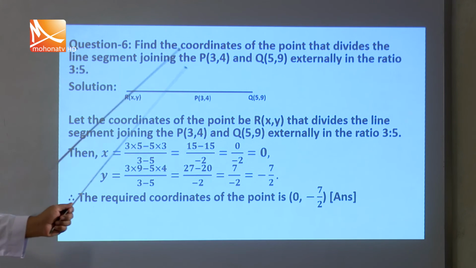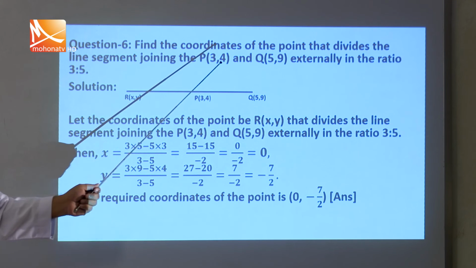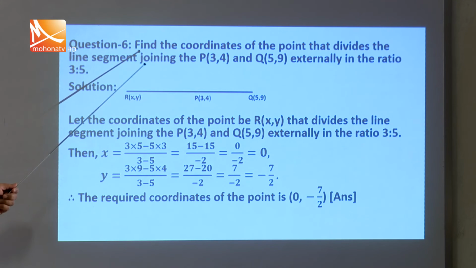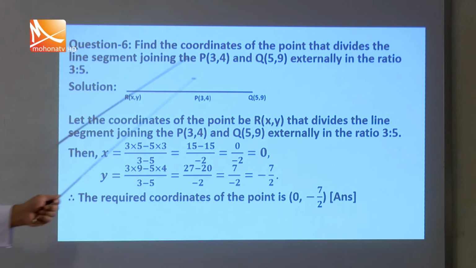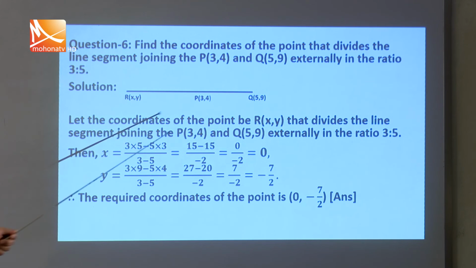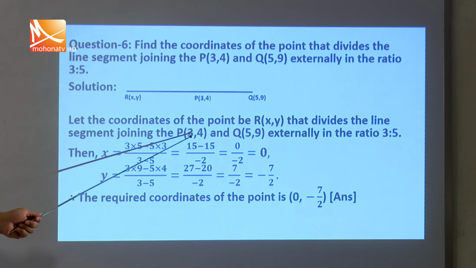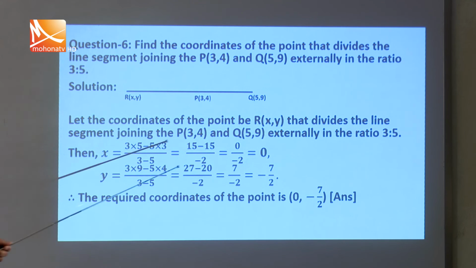Now we are going to see another problem. It's an example of the external section formula. Find the coordinates of the point that divides the line segment joining the points P(3, 4) and Q(5, 9) externally in the ratio 3:5. You take a look at the figure. Let the coordinates of the point be R(x, y) that divides the line segment joining the points P(3, 4) and Q(5, 9) externally in the ratio 3:5.